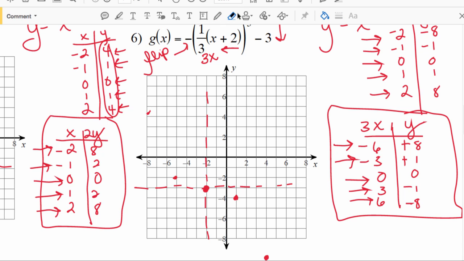I don't know what happened there. 1, 2, 3, 6. 1, 2, 3, 4, 5, 6, 7, 8. I don't know what the heck happened there, but there's the point. And let's go ahead and sketch that in. Oh, this is really difficult to do on the tablet, but you can make your sketch a little bit better than mine.